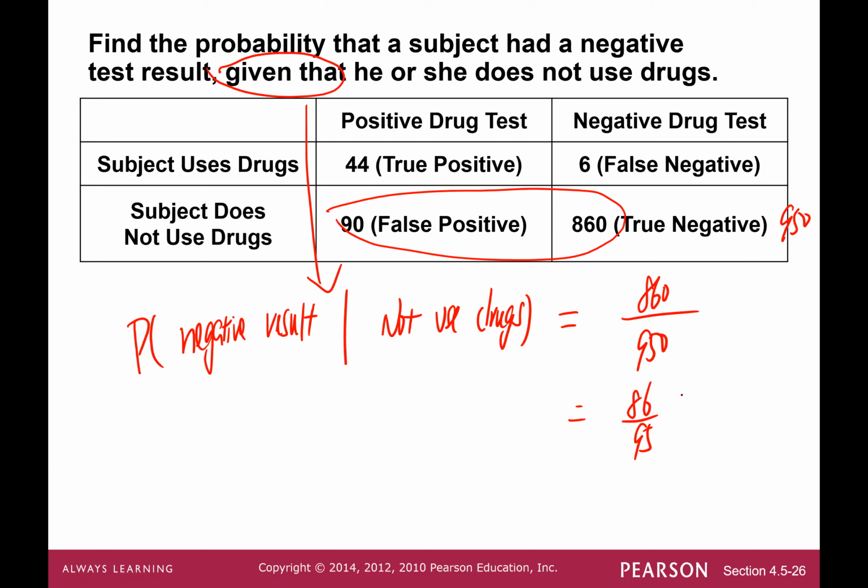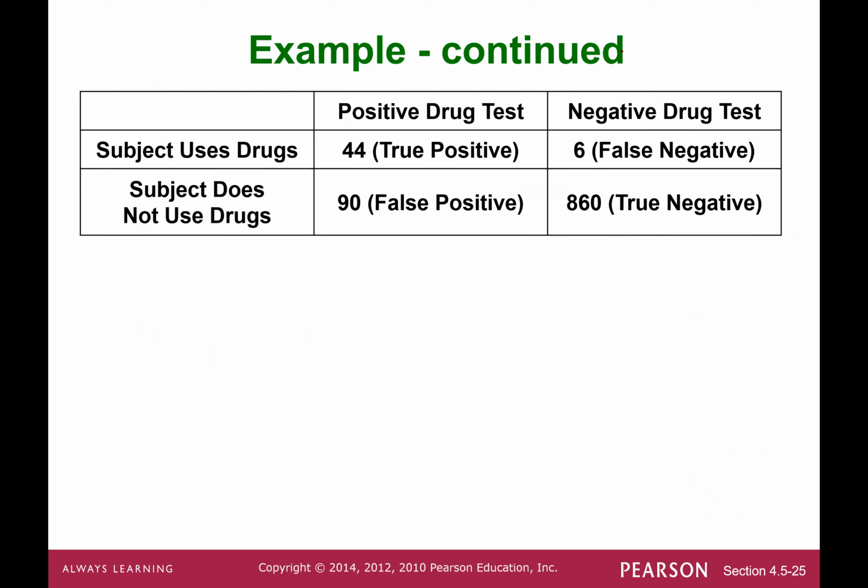Out of all the subjects who do not use drugs, that's what this conditional probability is about. You want to find out the breakdown, like what percentage of them have negative test results? 860 of them have negative test results in that category. So it's 860 over 950. And if you turn it into a decimal number, 86 by 95, that's approximately 0.9053. Meaning about 90.53% of them had a negative test result, given that he or she does not use drugs. So this is what we call the conditional probability.